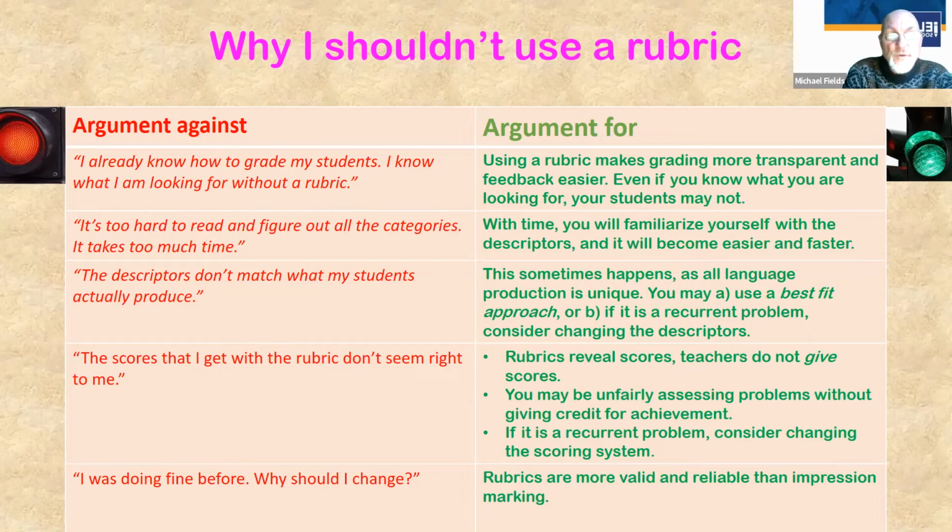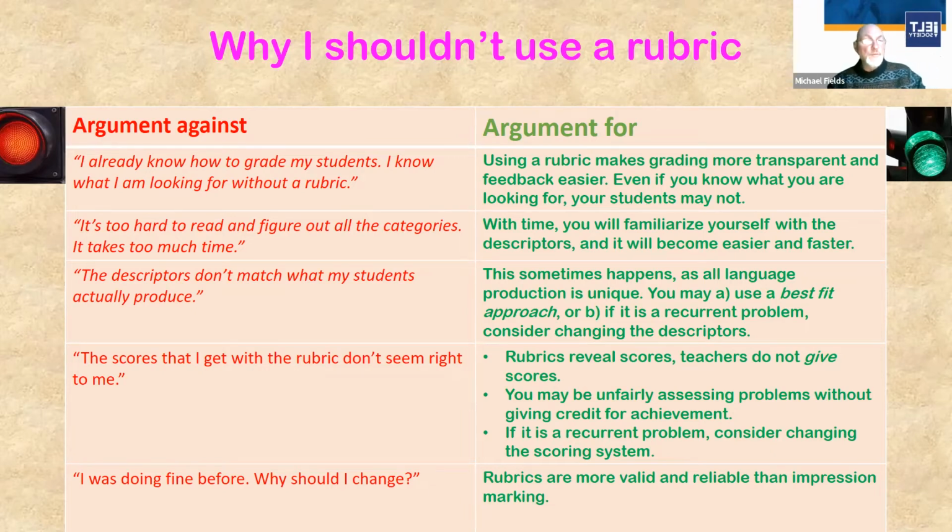It's too hard to read and figure out all these categories. It takes too much time. Maybe if you're new to rubrics, that may be true in the beginning, but once you familiarize yourself with the descriptors, it becomes fast. I find it's often faster and easier to use a rubric than not to use one, because if you don't, you have to go back and start from scratch every time and figure out what you're looking for.